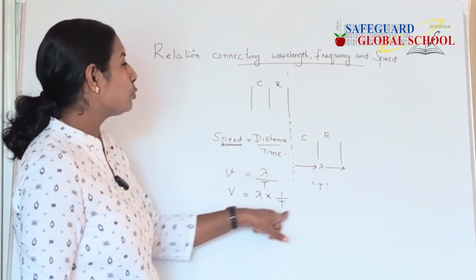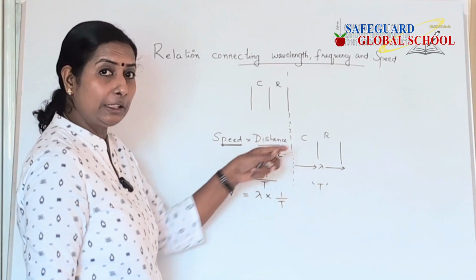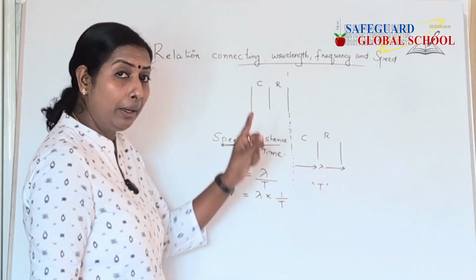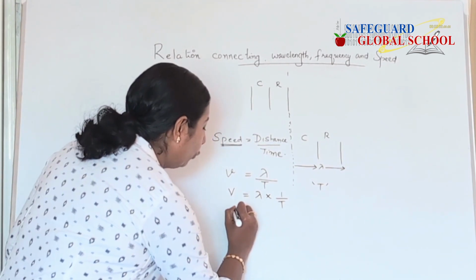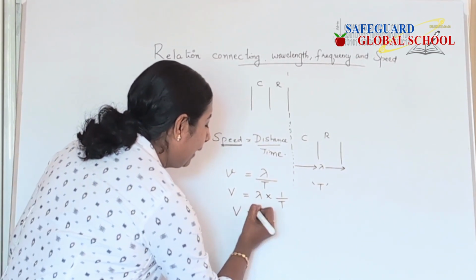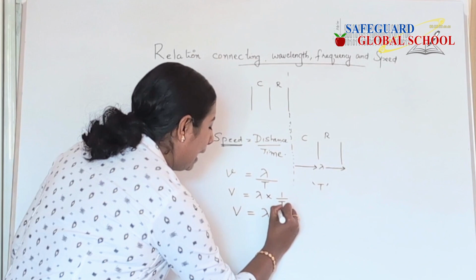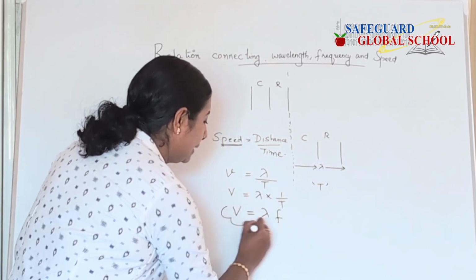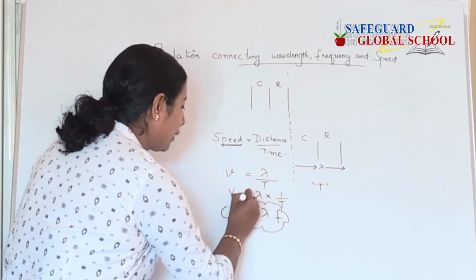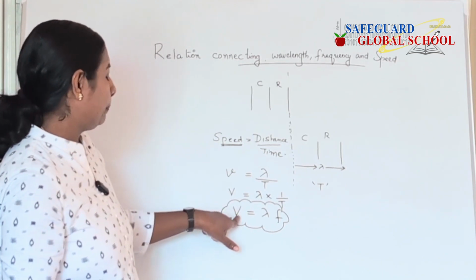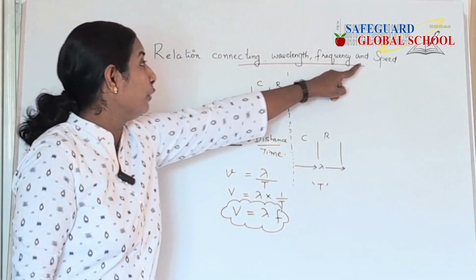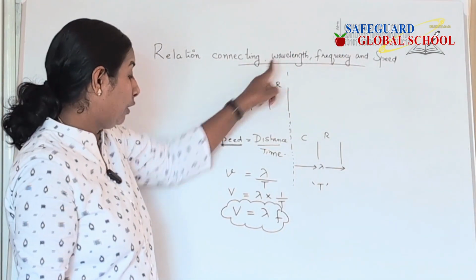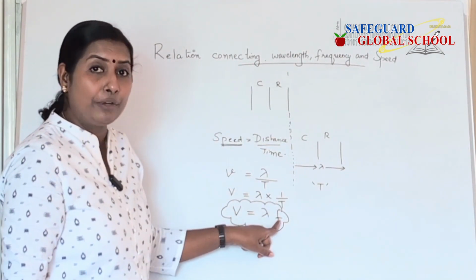Children, what is 1 by t called? We have already explained. 1 by t is the frequency of a wave. So, we can write that the speed v of a wave is lambda into f. This is a very important relation connecting the speed, lambda and frequency. The speed of a wave is the product of its wavelength and frequency.